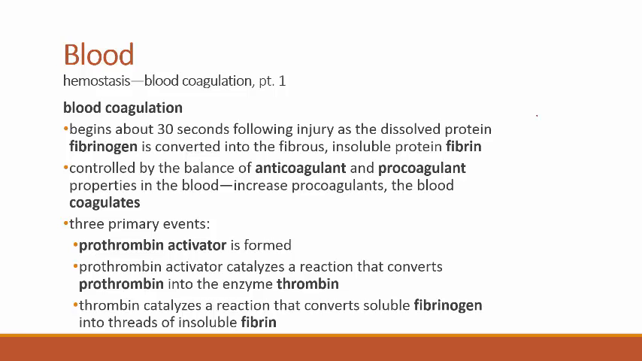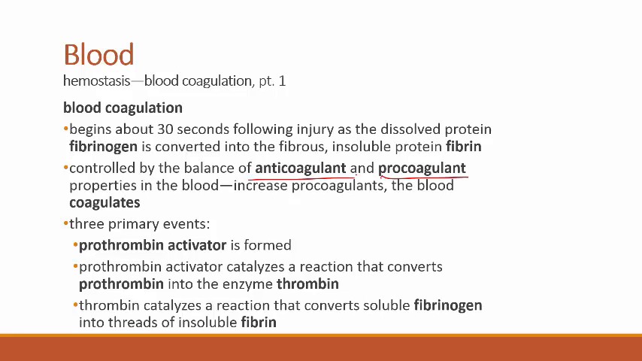So coagulation, this process, is controlled by the balance of chemicals that cause coagulation, the procoagulant properties of the blood, balanced with the anticoagulant properties of the blood. And so if there's an increase in procoagulants that overwhelm those anticoagulant properties, then the blood can coagulate. And there are three primary events that occur during coagulation.